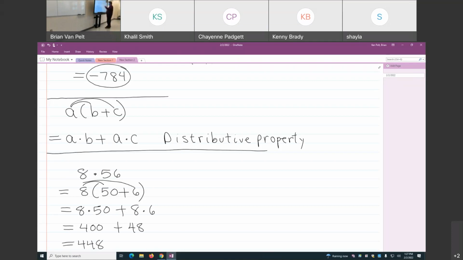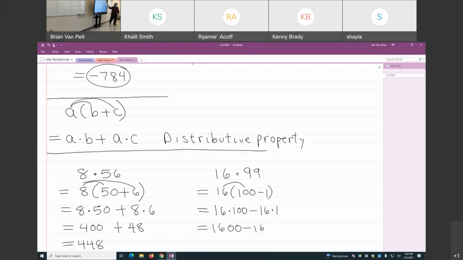You can do something like this. 16 times 99. You do 16 times 100 minus 1. Reason why, because multiplying by 100 is a cakewalk. When I multiply by 100, don't I just add 2 zeros to the number? You'll get 16 times 100 minus 16 times 1. And so you get 1600 minus 16. Now it's a lot easier problem to do.